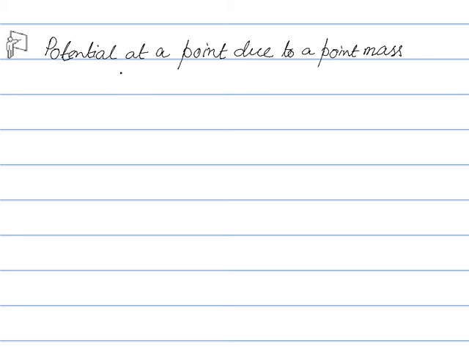Potential at a point due to a point mass. Let us suppose here is a point mass M kept at the point O, and we want to find the potential at a point, say P, at a distance r from O. Now we know that potential at P is what?